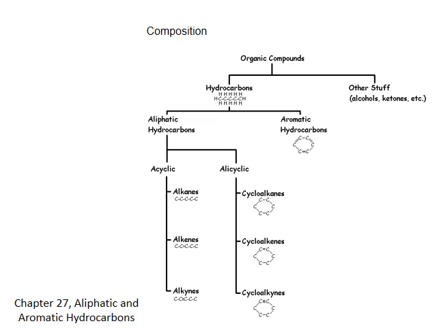On the other hand, if we look at different types of aliphatic hydrocarbons, such as the acyclic alkanes, we have a straight chain of carbons and hydrogens around them. Or if we look at alkenes, we still have a straight chain that contains at least one double bond. If we look at alkynes, we have a straight chain that contains at least one triple bond. So within acyclic hydrocarbons, we have members such as alkanes, alkenes, and alkynes.